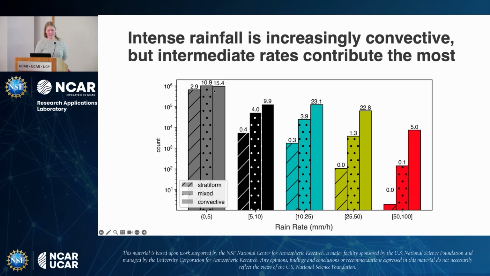Stratiform contributes a lot less, though certainly these light rainfall rates, although they're very weak, 0 to 5, are so frequent that they end up contributing a fair bit as well. But for the most part, it's these intermediate rain rates that contribute the most. And again, one could quibble whether these are truly intermediate rain rates. 25 millimeters per hour is an inch per hour, 50 is 2 inches. This is going to be location dependent, but these 50 to 100 just simply aren't frequent enough to contribute more than about 5% of the rainfall.